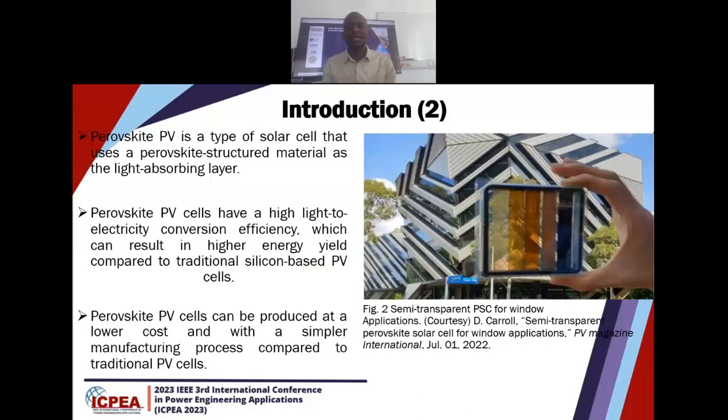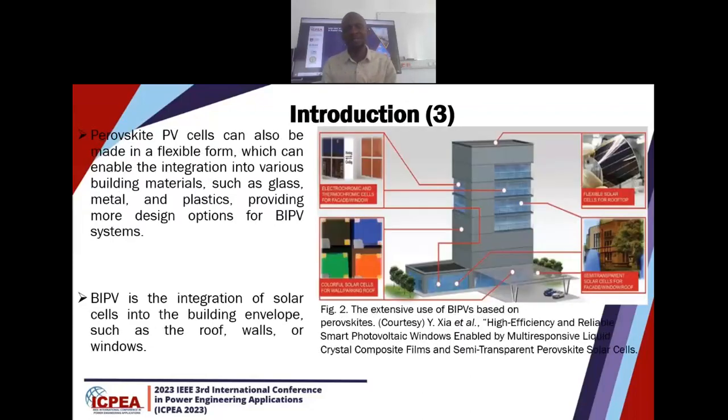The perovskite PV cell can be produced at lower cost and with a simpler manufacturing process compared to the traditional PV cell. And the perovskite solar cell can also be made in a flexible form, which enables integration into various building materials, such as glass, metal, plastic, providing more options for the building integrated photovoltaic system.